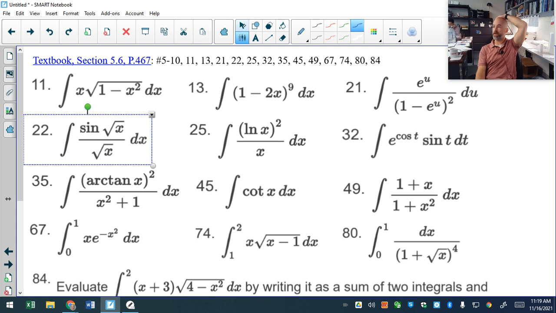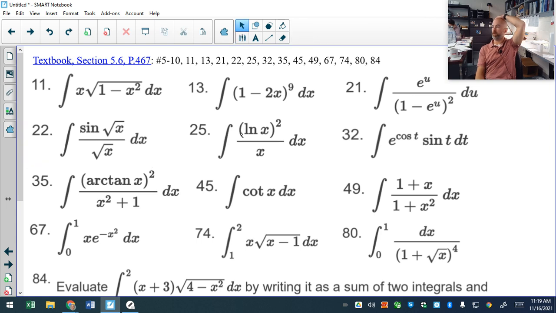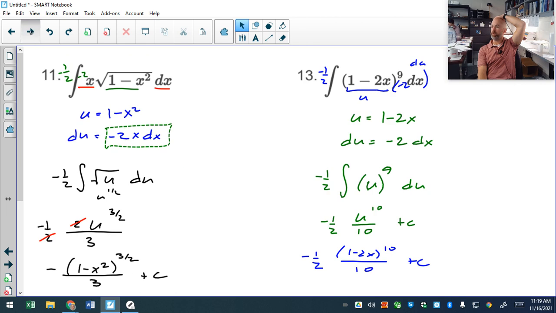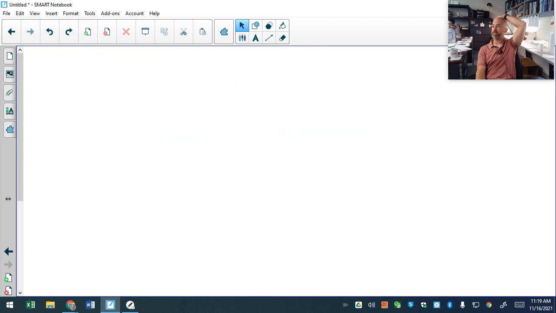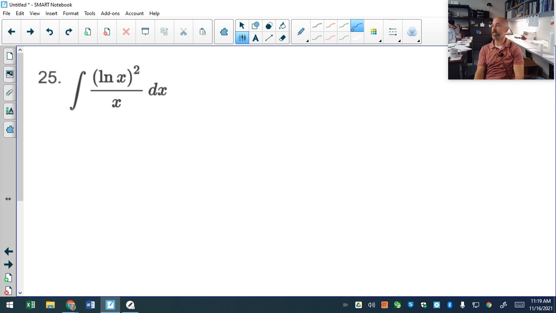And 25 is one of those. And 25 is one that I told you I could look at, and I consider this one to be one of the easiest ones. The reason I consider this one of the easiest ones is because if I let u equal the natural log of x, 1 over x, the 1 over x along with the dx, all of that is my du.